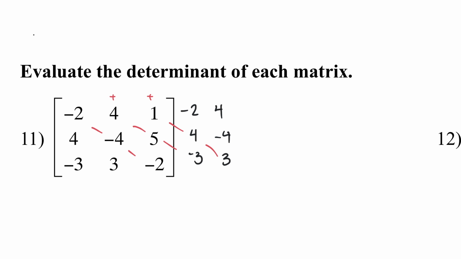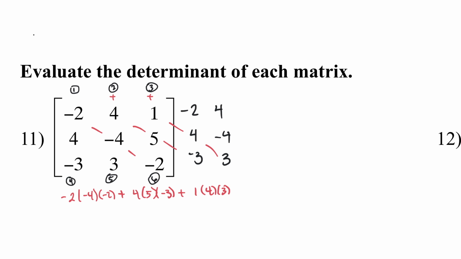And so I'm just going to write this out. 2 times negative 4 times negative 2 plus 4 times 5 times negative 3 plus 1 times 4 times 3. So I'm going to go down the diagonals. Remember, we're always going to do it in this order: 1, 2, 3, 4, 5, and 6. Those are the orders that we do the diagonals in.